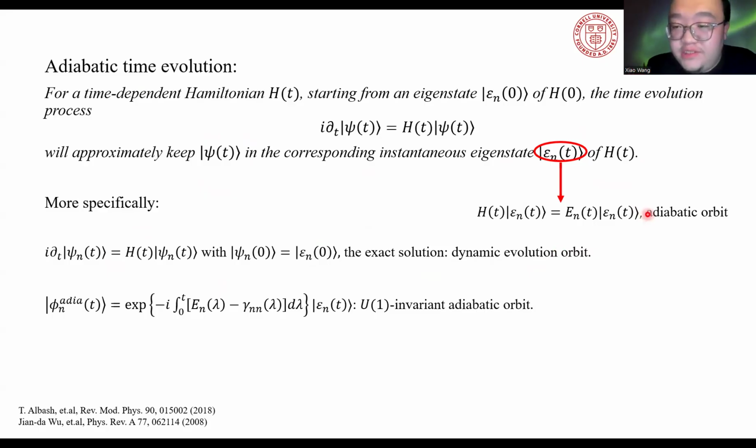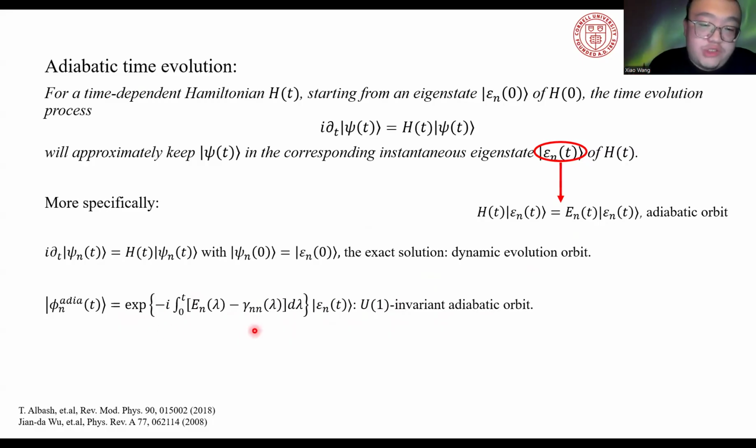So we can set this. We can introduce this adiabatic orbit, which is given by the instantaneous eigenstates of the instantaneous Hamiltonian, and then we can also introduce the dynamic evolution orbit. We can even modify this dynamic orbit a little bit to make this time-evolved wave function being U(1) invariant. So this is called the U(1) invariant adiabatic orbit.